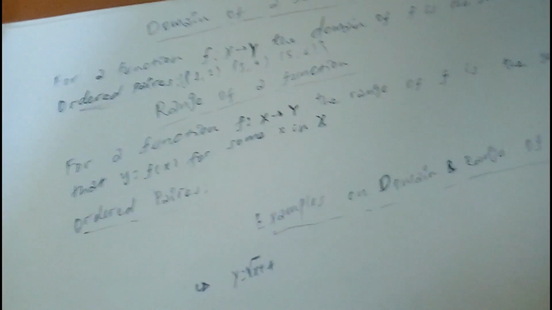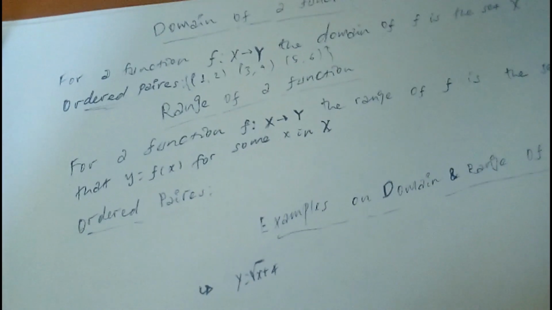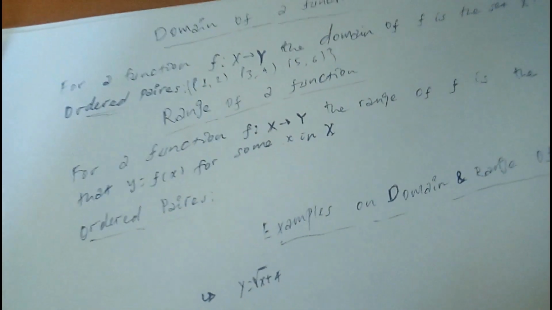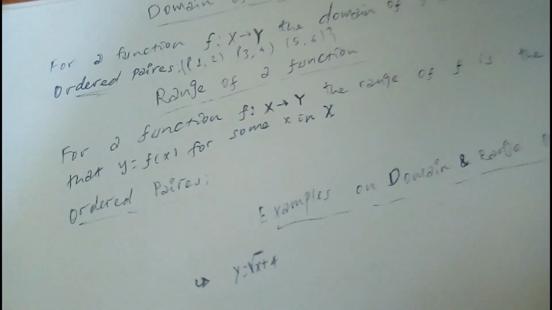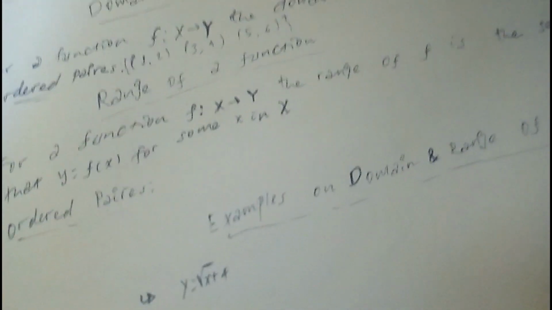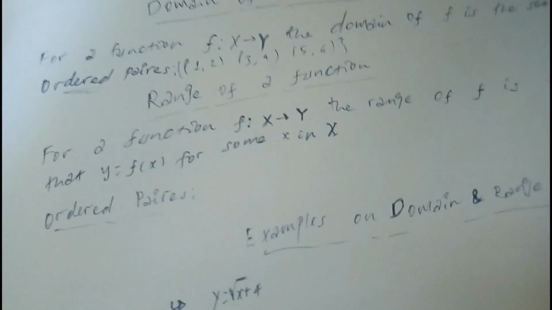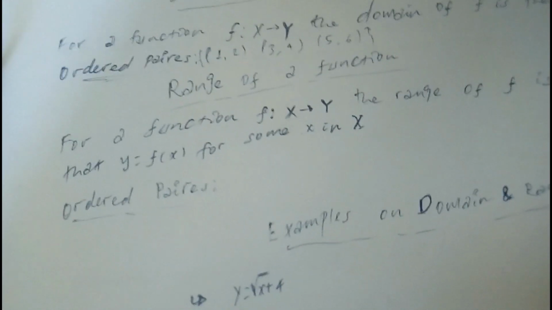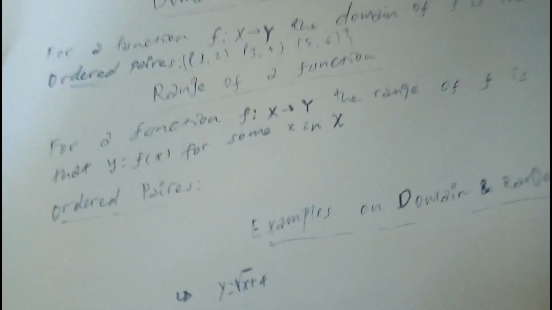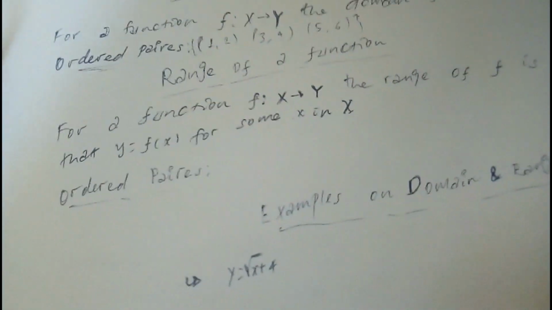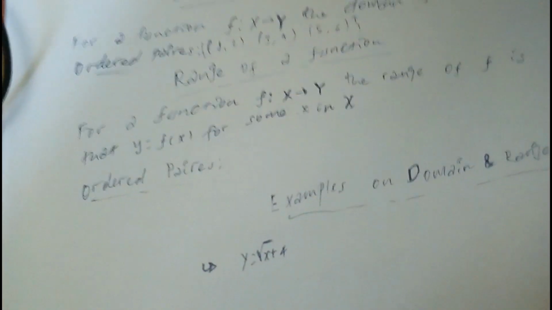But the domain and the range of a function is much more complex sometimes. If a function isn't given as ordered pairs, how can we demonstrate the domain and range of such functions? We'll see it together.